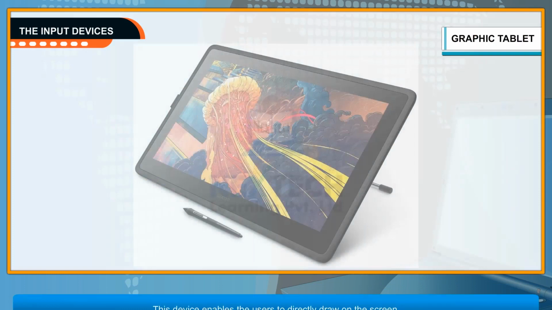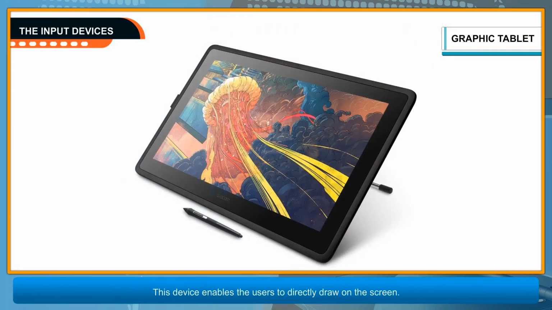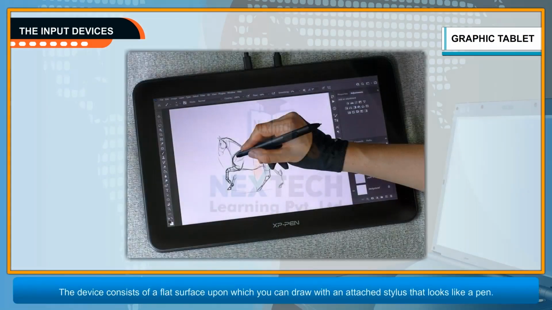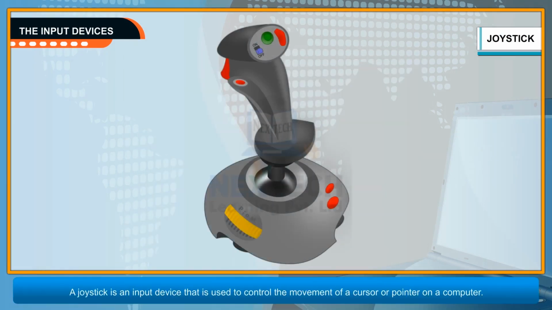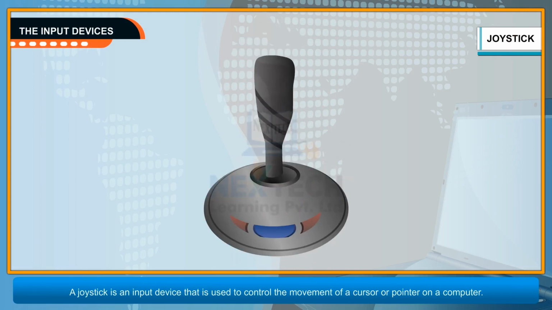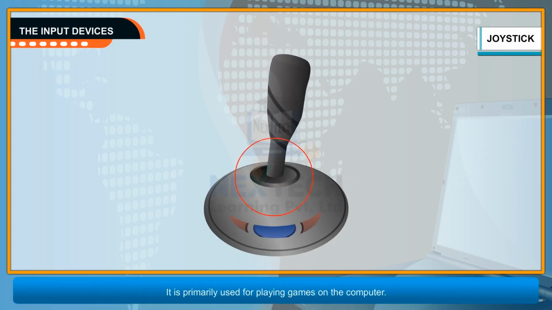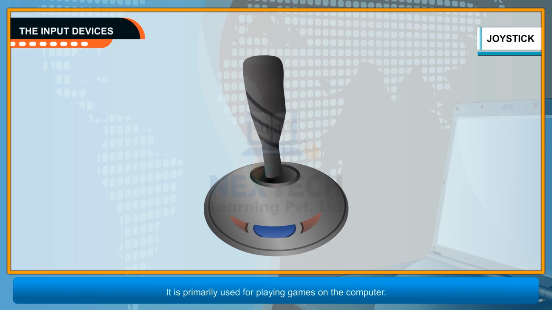Graphic tablet. This device enables users to directly draw on the screen. The device consists of a flat surface upon which you can draw with an attached stylus that looks like a pen. Joystick. A joystick is an input device that is used to control the movement of a cursor or pointer on a computer. It is primarily used for playing games on the computer.